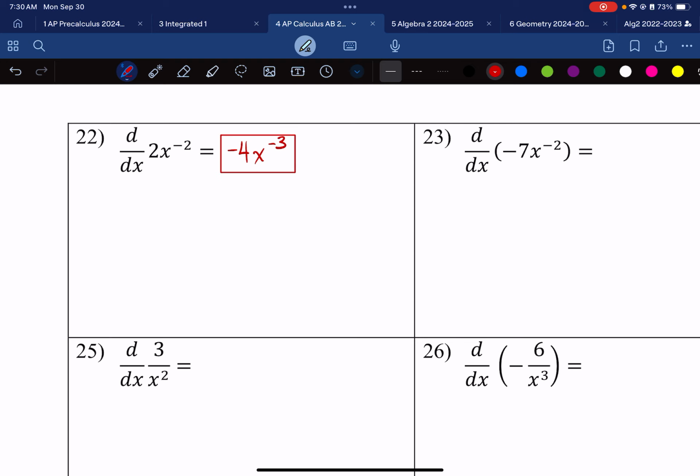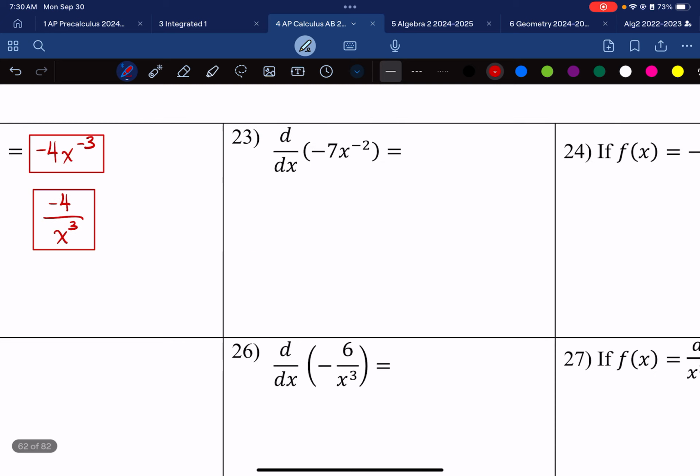Again, be ready for an equivalent form. An equivalent form would be negative 4 on the top and x to the positive 3 on the bottom for the denominator. I should use the words numerator and denominator more, shouldn't I?